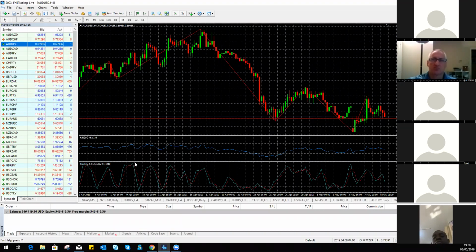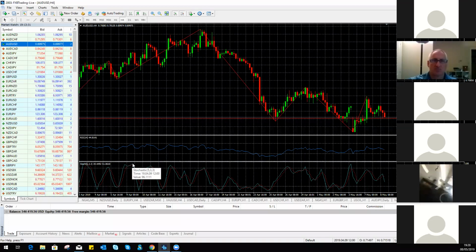This is definitely overbought over here because we have exceeded the level 80. And if I point my oscillator here, it's going to give me the value of the oscillator at this point, which was at 96. So this is definitely overbought. For me, it would have definitely been a good entry to the downside.